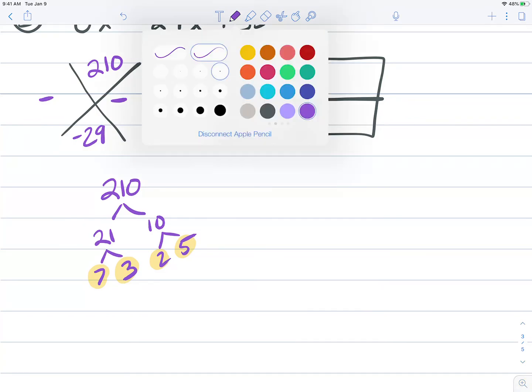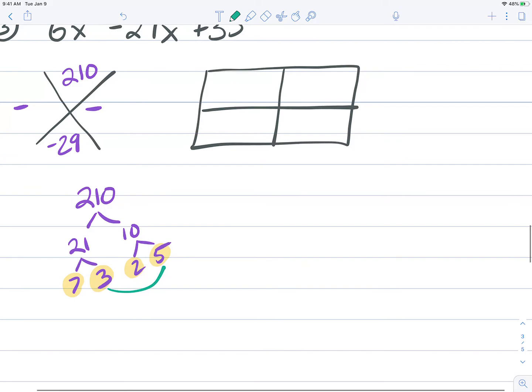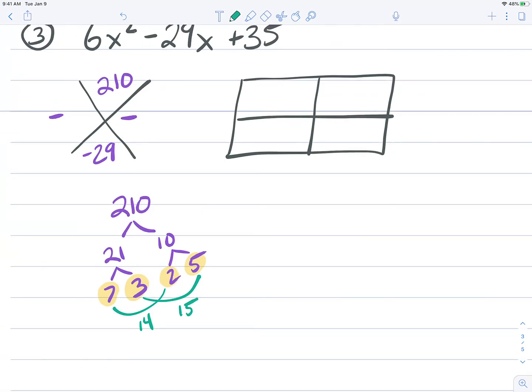So let's say I wanted to put them in a slightly different order. So let's just say I put these two together. That is a 6, and these two together is a 35. Is 6 plus 35 29? No. Okay, let's try to put it together in a different order. How if I put together the 3 and the 5? 3 times 5 is 15, and the 7 and the 2, which is 14. Are 14 plus 15 29? Yes.